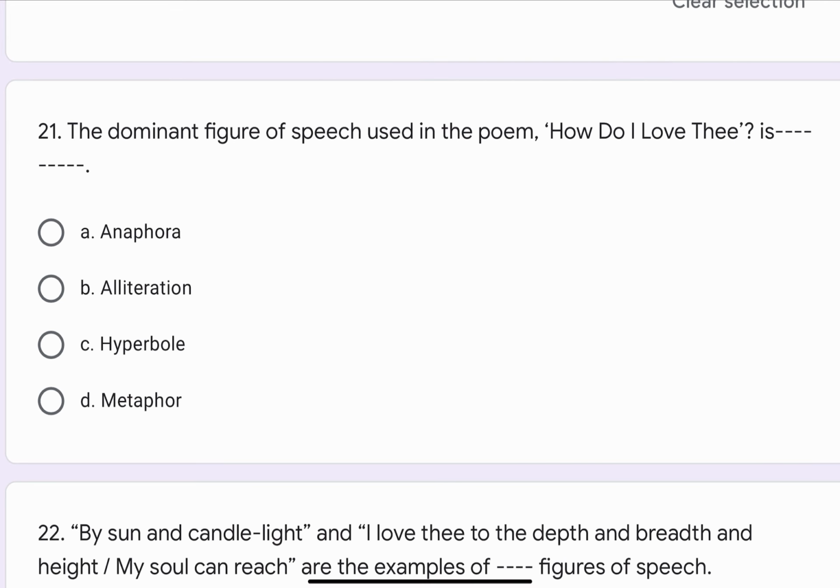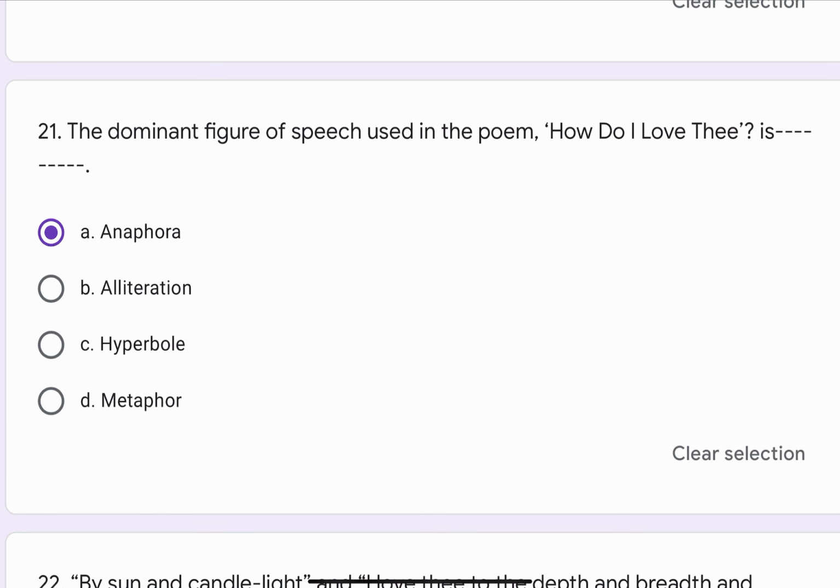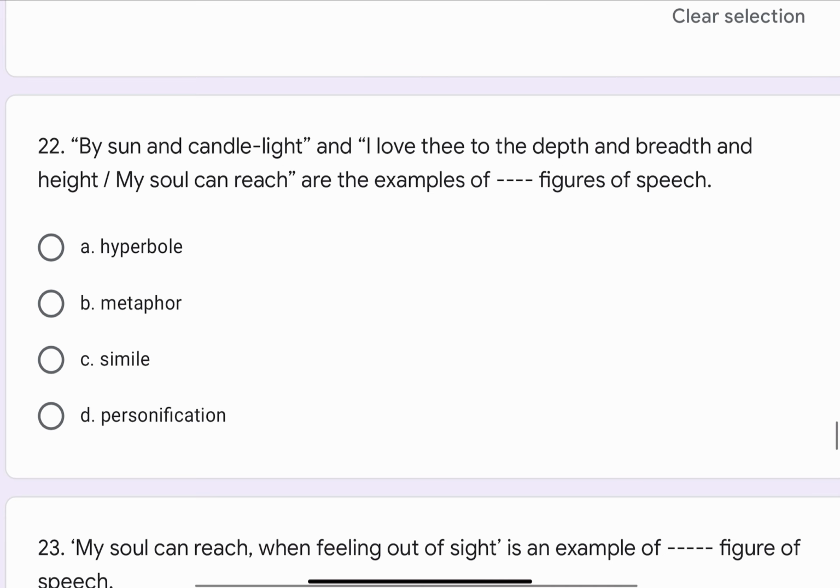Question number 21. The dominant figure of speech used in the poem How Do I Love Thee is dash dash. Options are A. Anaphora, B. Alliteration, C. Hyperbole, or D. Metaphor. Correct option is A. Anaphora.